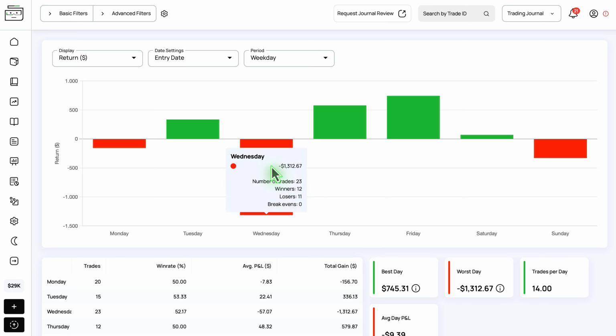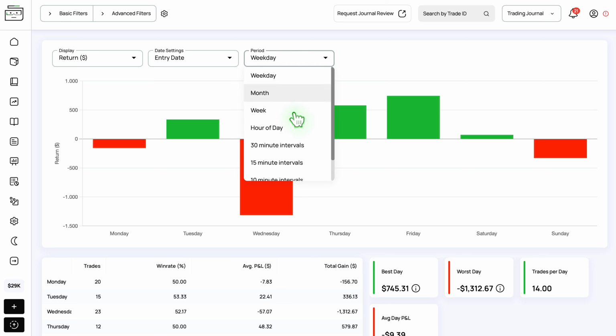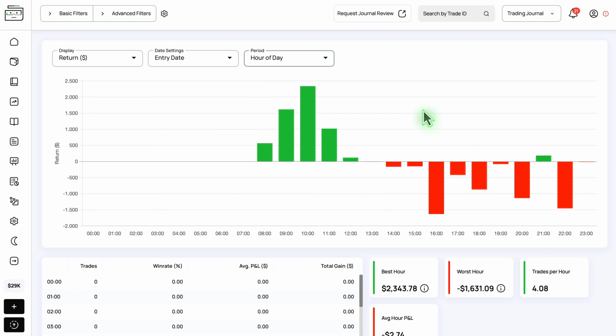So do not only look at Wednesdays when they're underperforming and think you have to eliminate them, but think about the bigger picture. What could be going on outside of your trading that is then negatively impacting your results on a Wednesday? And if you're a day trader, you must check the hour of the day. This is a very typical graph that we see from time to time, and on day traders, this is very common.